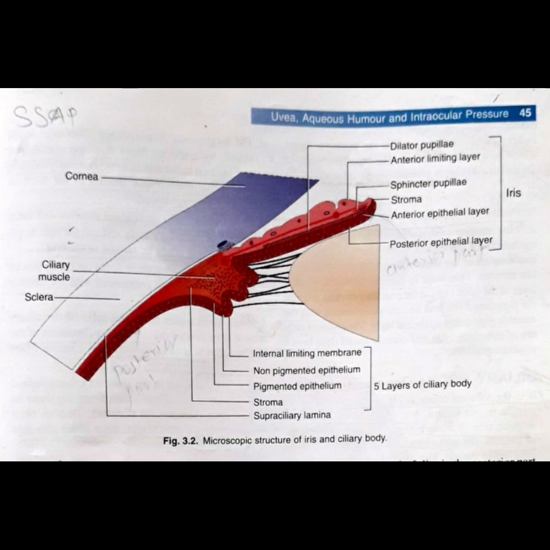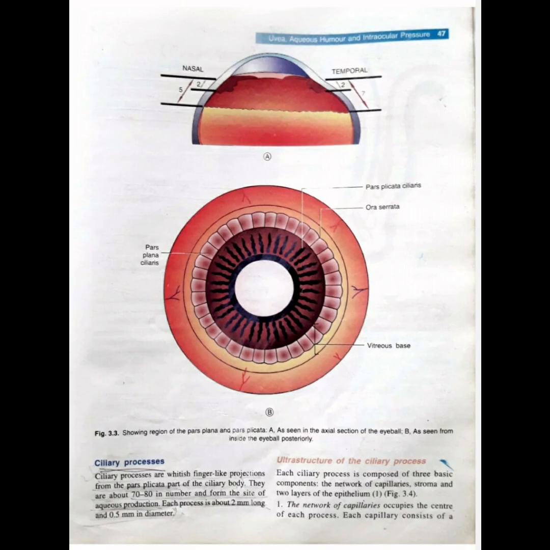Coming to the ciliary processes. Ciliary processes are whitish finger-like projections from the pars plicata of the ciliary body. They are about 70 to 80 in number and form the site of aqueous production. Each process is about 2 mm long and 0.5 mm in diameter.